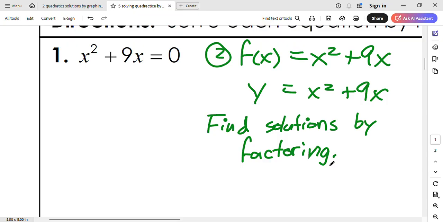What type of factoring am I doing here? Greatest common factor. Why? Because there are two terms, so you might be thinking difference of squares. But is there a difference sign in between the two terms? Difference means minus. There's no minus sign between them. So it's greatest common factor. If there are two terms and there's a plus, it's GCF.